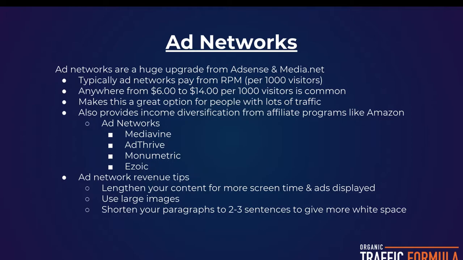Final part of this is talking about ad networks. So ad networks are a huge upgrade from AdSense and Media.net, those are a great starting point. But once you have a site that's more established and you're already getting some traffic, usually you're going to make a better RPM. So that's your money that you're making per 1,000 visitors. Anywhere from $6 up to $14. I've seen even higher than that, but that range is a nice common range to give you with networks like Mediavine, AdThrive, Monumetric is another one. Ezoic is more of a do-it-yourself type ad testing network, but again, it's an improvement.